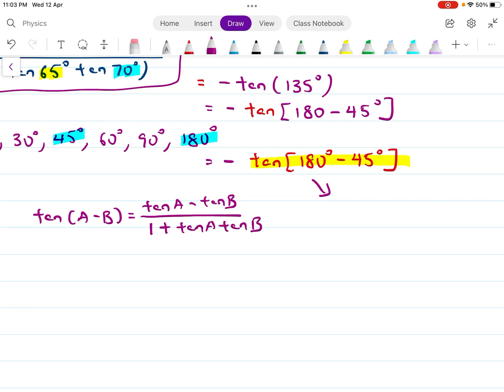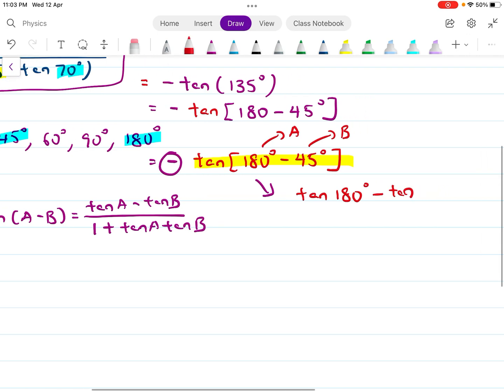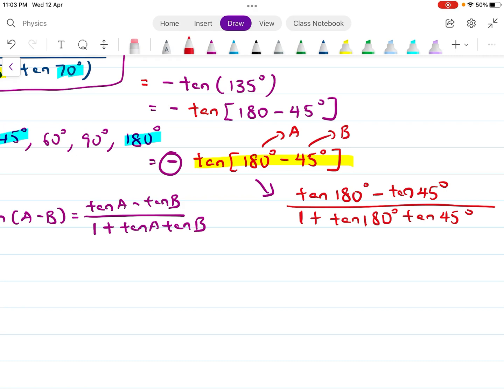Alright, let's write down. The negative sign I just put aside first. So tan 180, this is your A, this is your B. So tan 180 minus tan 45 over 1 plus tan A tan B. Next, let's do a bit of calculation for tan 180. If you press tan 180, you should get a result of 0. So this part is 0. What about tan 45? Tan 45 actually is a very nice number. It's just 1.